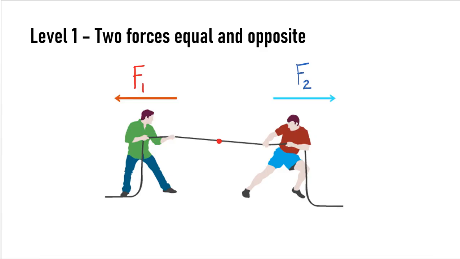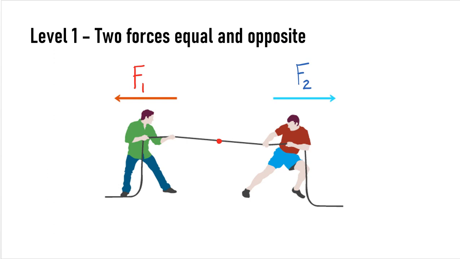Level 1 is probably the most basic level of understanding of equilibrium. Basically, two forces, equal and opposite, acting at a point. So if you think of two people pulling on a rope with equal force, they will be in equilibrium. If one of them doesn't pull with the same force, then you would think they're not in equilibrium.